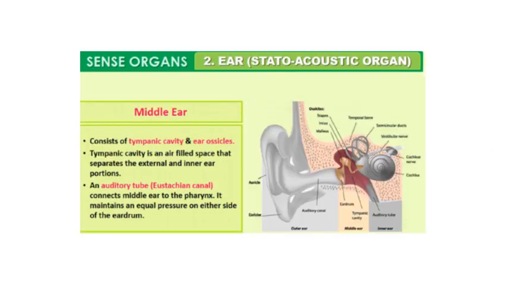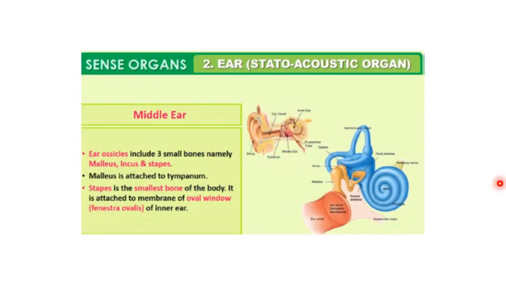The middle ear consists of the tympanic cavity and the ear ossicles. Tympanic cavity is an air-filled cavity space that separates the external ear from the inner ear portions. The auditory tube connects the middle ear to the pharynx and it maintains an equal pressure on either side of the eardrum. The ear ossicles include three bones which are malleus, incus and stapes.